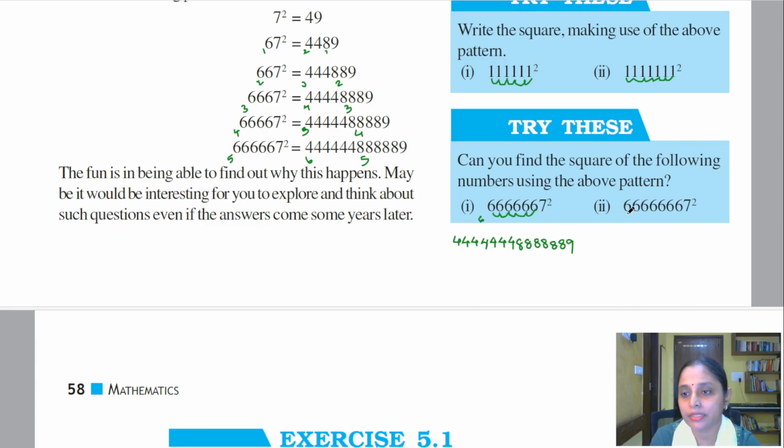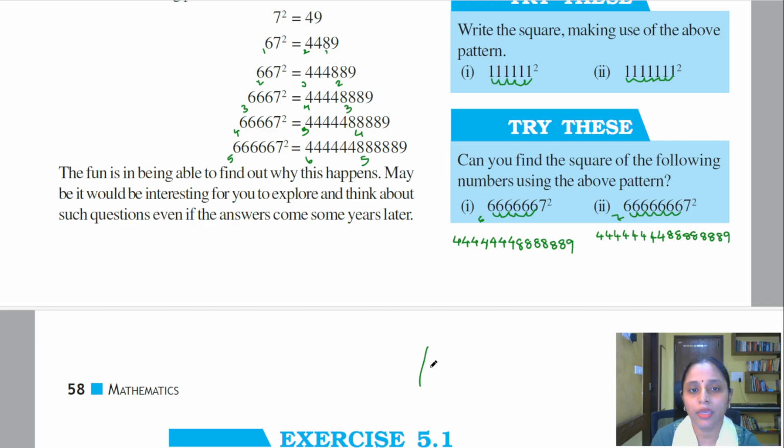Now here, how many 6s do we have? 1, 2, 3, 4, 5, 6, 7. Right? So I'm going to have 8 4s: 1, 2, 3, 4, 5, 6, 7, 8. And then 7 8s: 1, 2, 3, 4, 5, 6, 7. And then I'm going to have a 9 in the end. So this is going to be my answer, right?